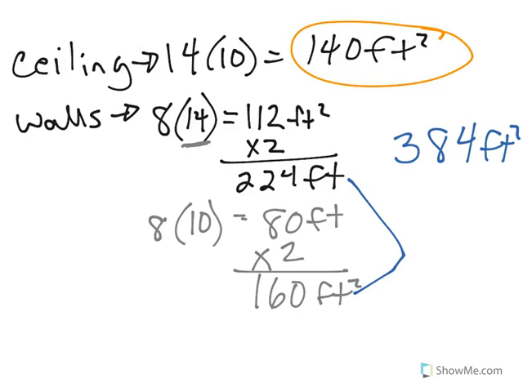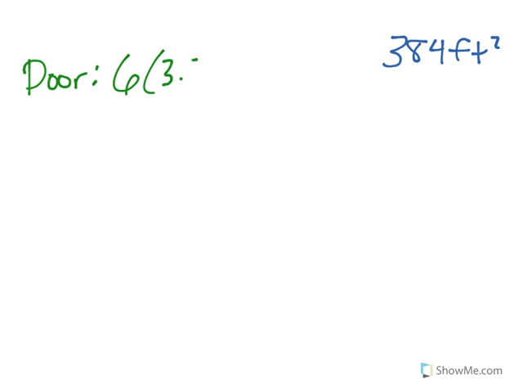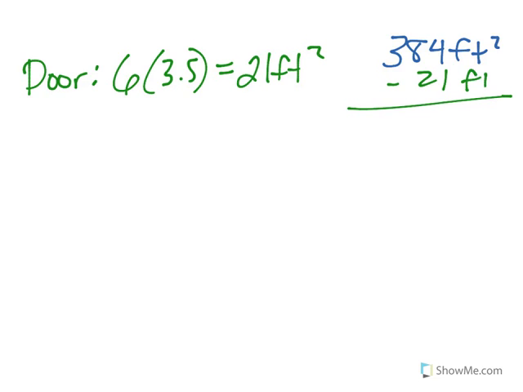Well, let's play with that 384 because we have to take out the windows and the door. Okay, so I have 384 square feet on my walls that I'm dealing with. Let's start with the door because the door is the easy one, right? We know the door is 6 feet by 3.5 feet. So we know the door is 21 square feet. So I'm going to take away the 21 square feet, and now I have 363 square feet. Okay, so far so good.